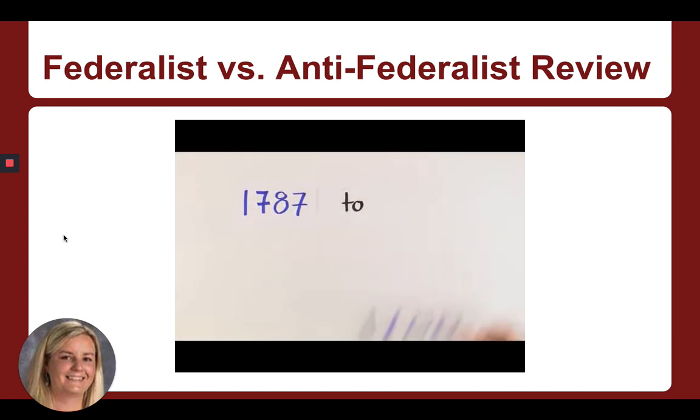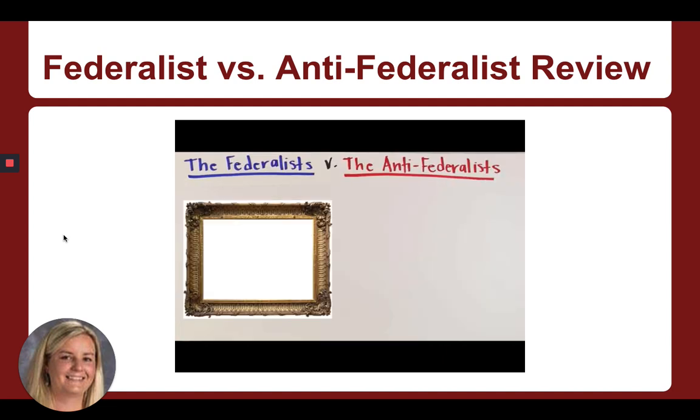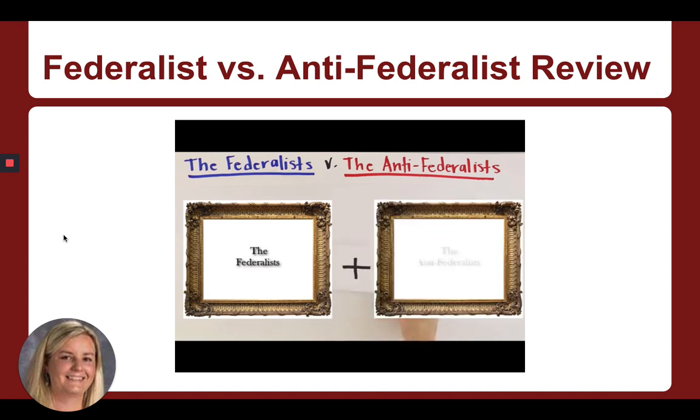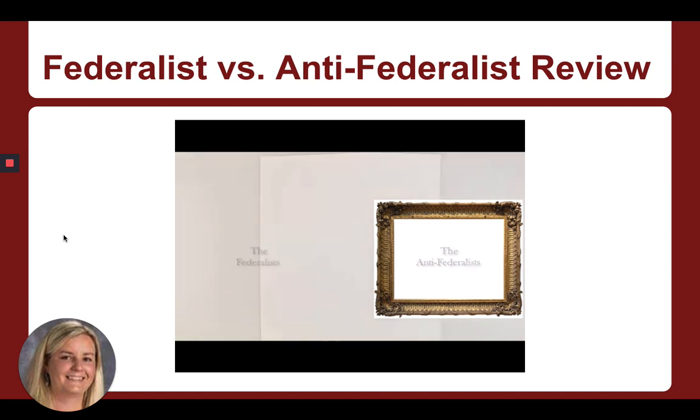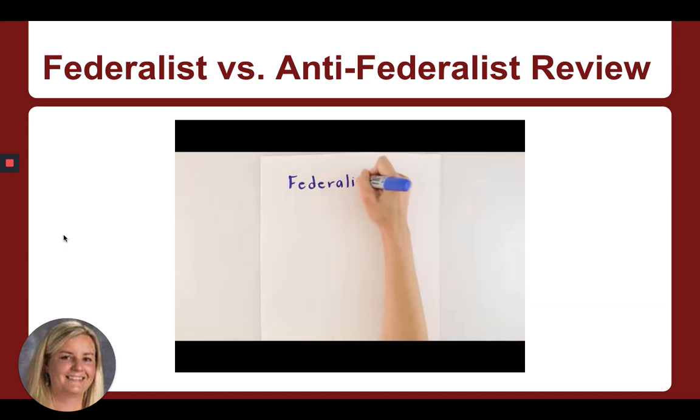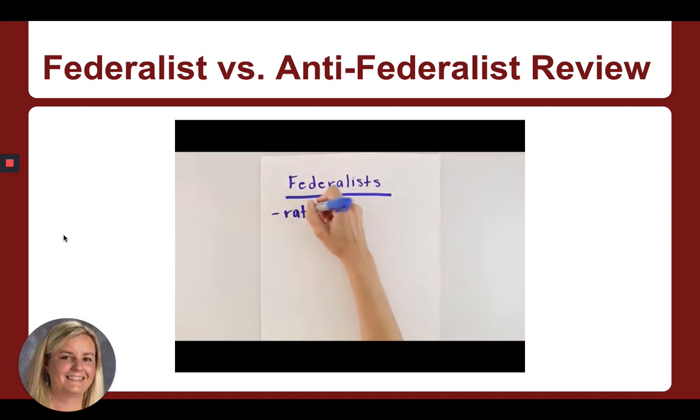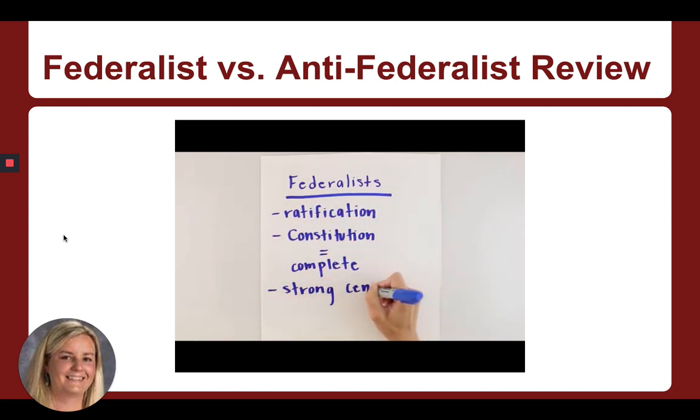In the end, it took more than a year and a half to get 11 states to ratify and nearly 2.5 years to get all 13 to ratify. During this time, 2 opposing groups emerged, the Federalists and the Anti-Federalists. The Federalists were in favor of ratification. They felt the Constitution was already complete as it was, and were in favor of a strong central or national government to keep the country running smoothly.